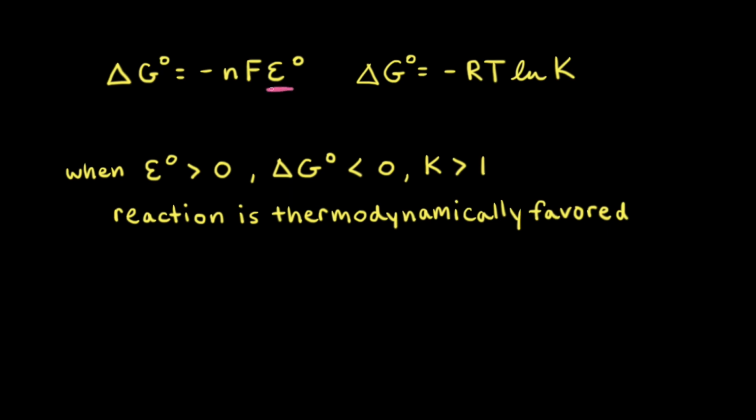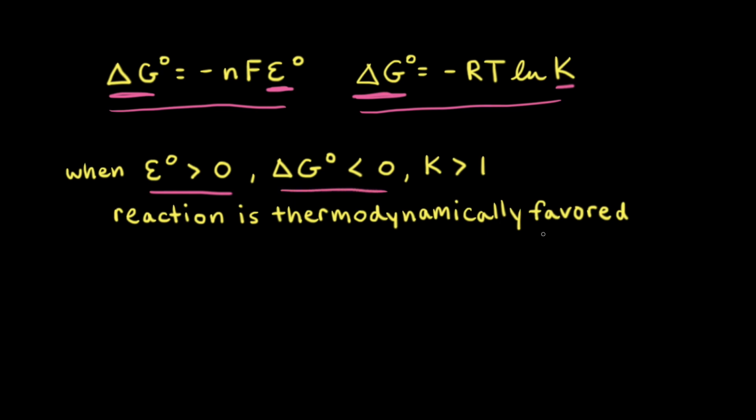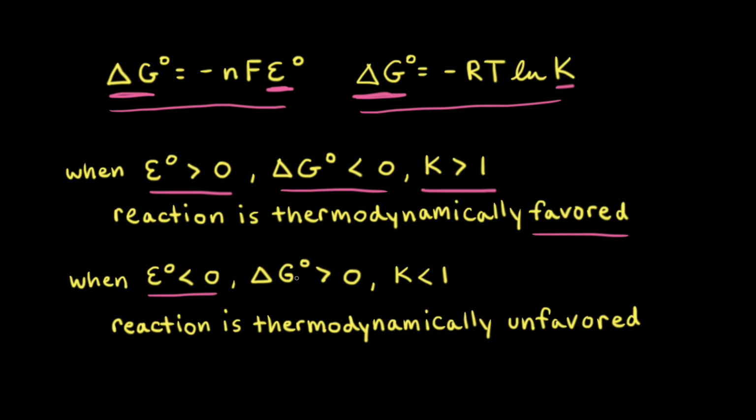The standard potential E naught and the standard change in free energy delta G naught are related by the equation on the left, and delta G naught and the equilibrium constant K are related by the equation on the right. When E naught is greater than 0, delta G naught is less than 0, and the reaction is thermodynamically favored, which means at equilibrium, there'll be more products than reactants, and the equilibrium constant K will be greater than 1. However, when E naught is less than 0, delta G naught is greater than 0, and the reaction is thermodynamically unfavored, which means at equilibrium, there'll be more reactants than products, and the equilibrium constant K will be less than 1.